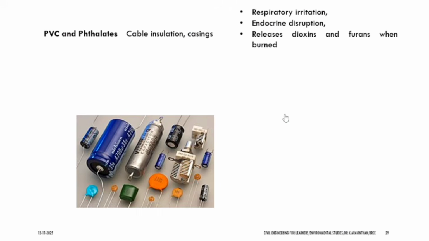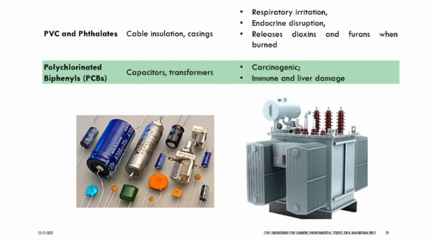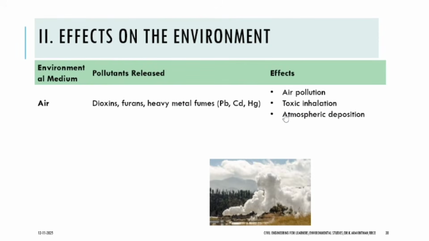BFRs are plastic coatings. Capacitors, you can see in TVs, laptops, PCs, etc. They cause cancer for us if we come in contact with them. Transformers also will create immune and liver damage, and PVCs I have discussed with you. So far I have discussed the effects on humans.